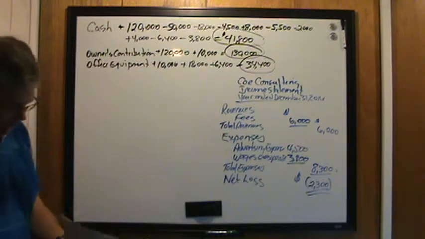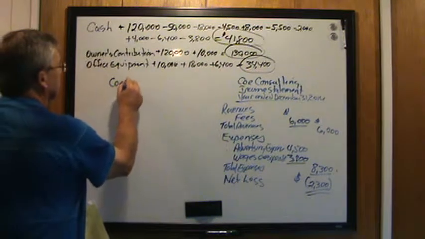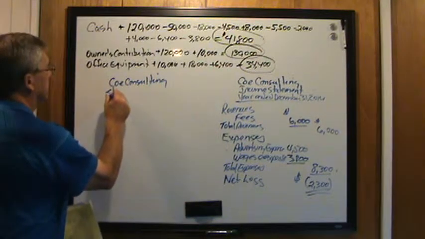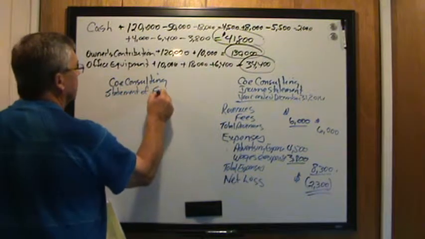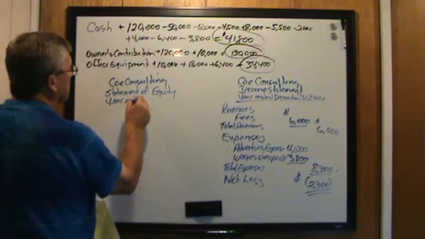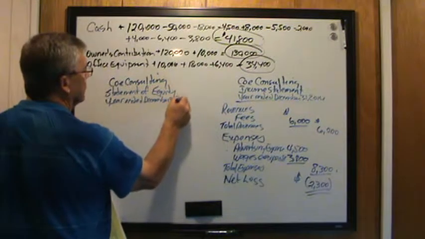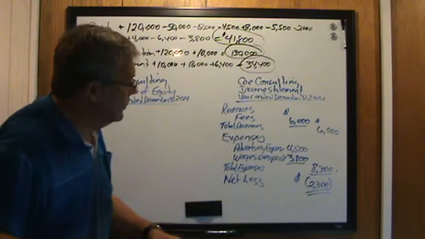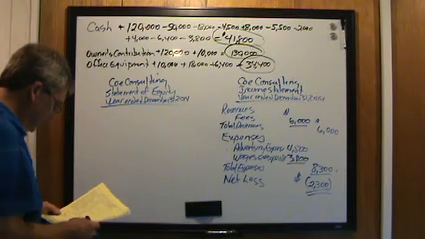Okay, so now if we calculate the statement of owner's equity, so Co-Consulting, statement of equity, again it's for the year ended December 31st, 2014. I put it underlined under the title. It's not necessary, it's not required. It just clears up when the title is stopped for me, that's all.